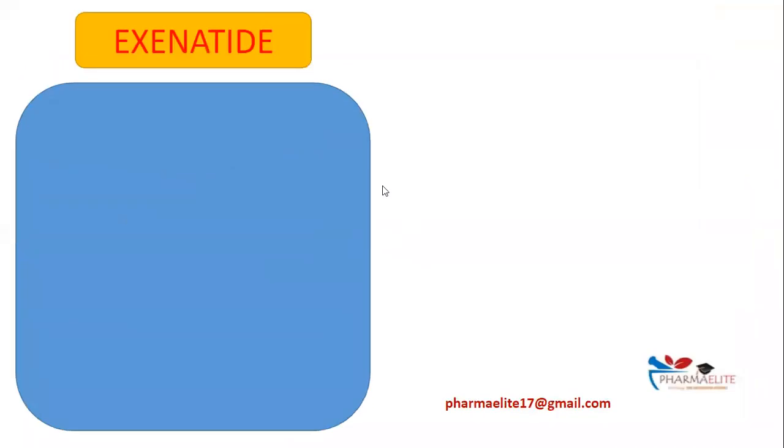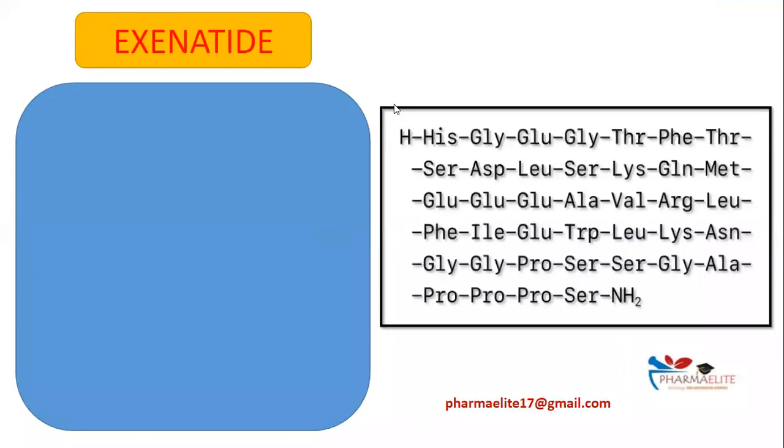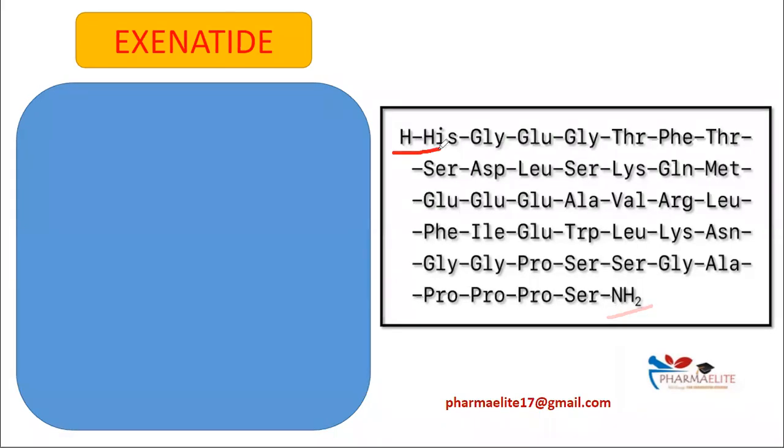Next are the drugs. The first GLP-1 agonist drug is exenatide, and this is the structure of exenatide. No need to remember the structure. As you can see here, it is a 39 amino acid peptide. This is the N terminal and this is the C terminal.